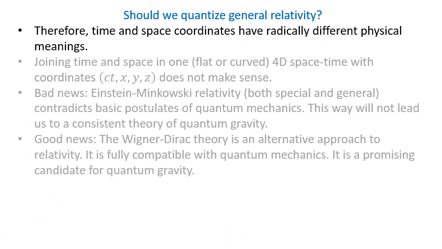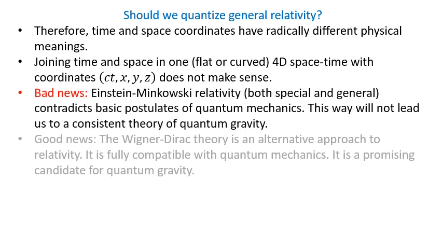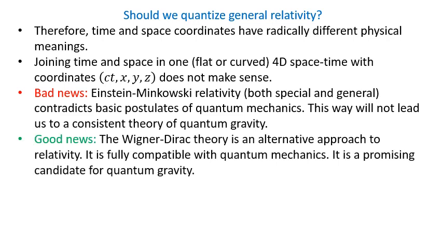Then we have to admit that time and space coordinates have radically different physical meanings. And joining them into one four-dimensional spacetime, either flat or curved, does not make sense. This may look like bad news. Einstein-Minkowski relativity is not compatible with quantum mechanics, and quantizing general relativity is not going to produce a consistent quantum theory of gravity. But not all is lost. There is encouraging news.